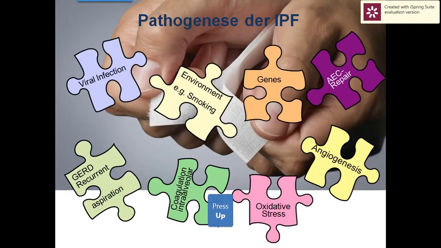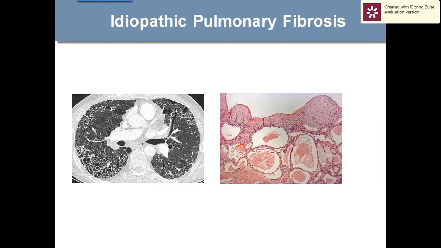This is very important to mention here. If we take a biopsy from a patient with idiopathic pulmonary fibrosis, we will see the UIP, usual interstitial pneumonia pattern, as we see, scattered fibrotic foci. Fibrotic foci with honeycombing can also be seen under microscopic examination.